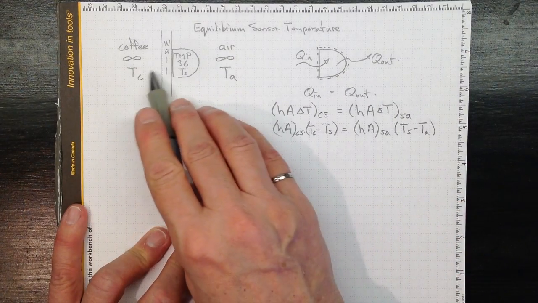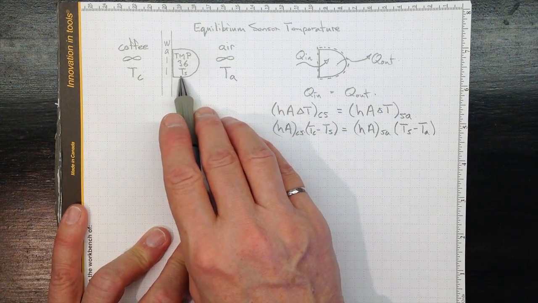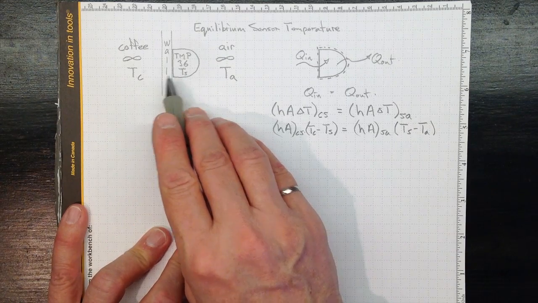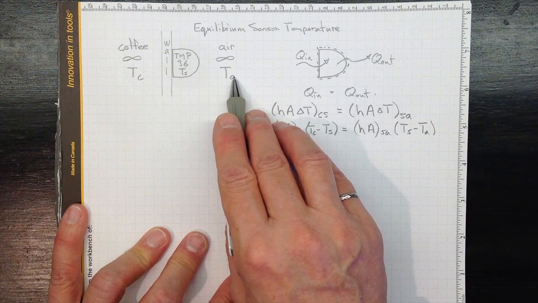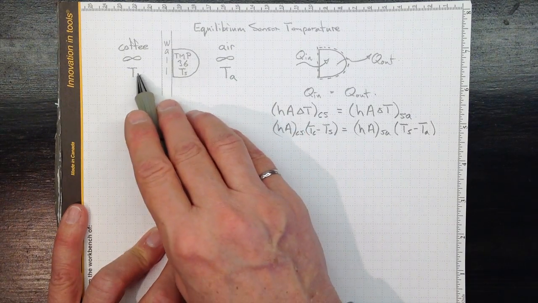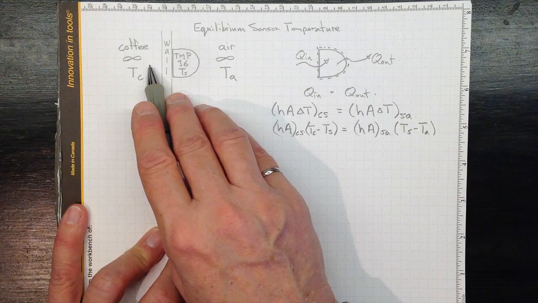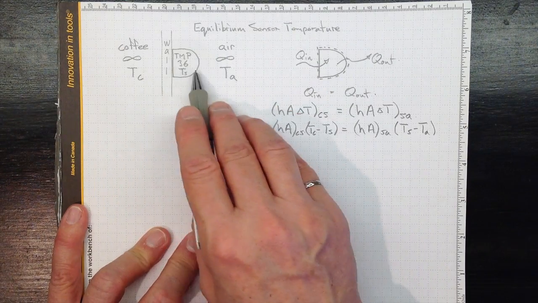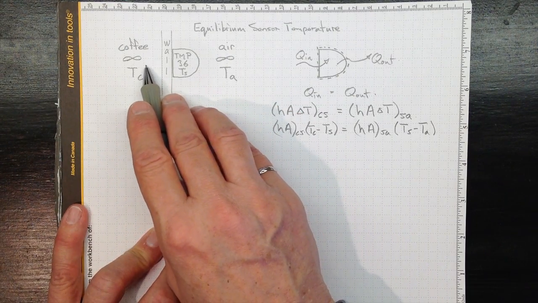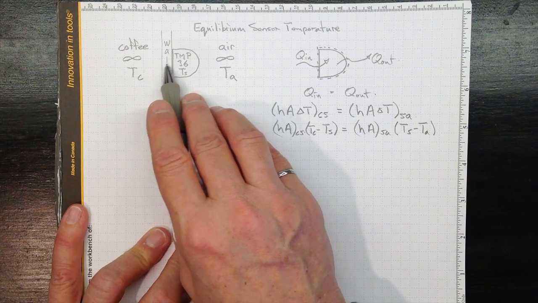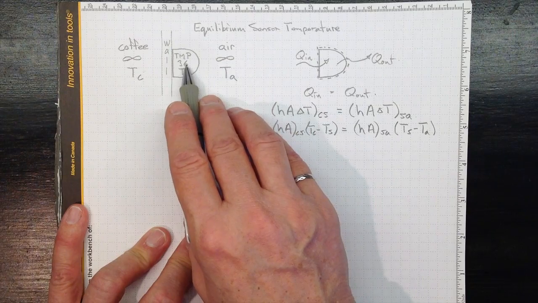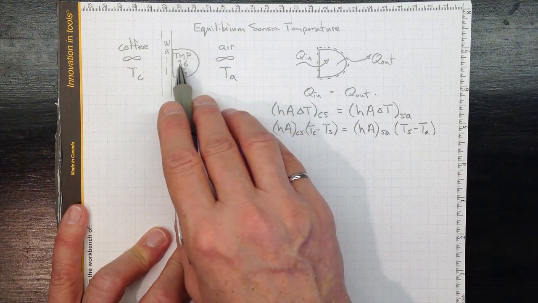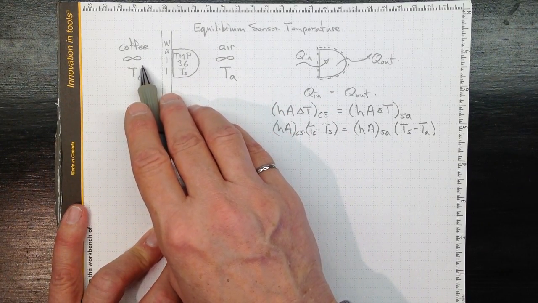Now we know from a practical standpoint, from observations, that the temperature of this sensor is going to be somewhere between the coffee temperature and the air temperature. And it turns out that it's going to be a weighted average depending on which side is better at transferring heat. So if the coffee and the wall are better at transferring heat into the sensor than the air is at transferring heat out of the sensor, then we'll be closer to the coffee temperature.